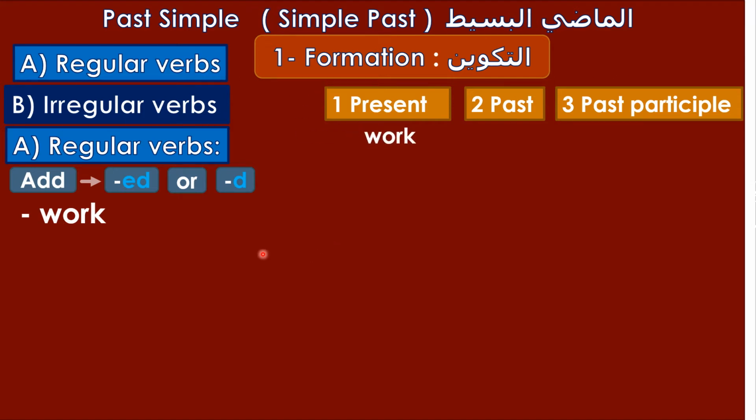So if we have work as an example, form 1 is going to be work. Form 2 or the past is going to be worked. And form 3 or the past participle is also going to be worked. Note that we added ed at the end of the verb, and also for the past participle we are going to add ed.